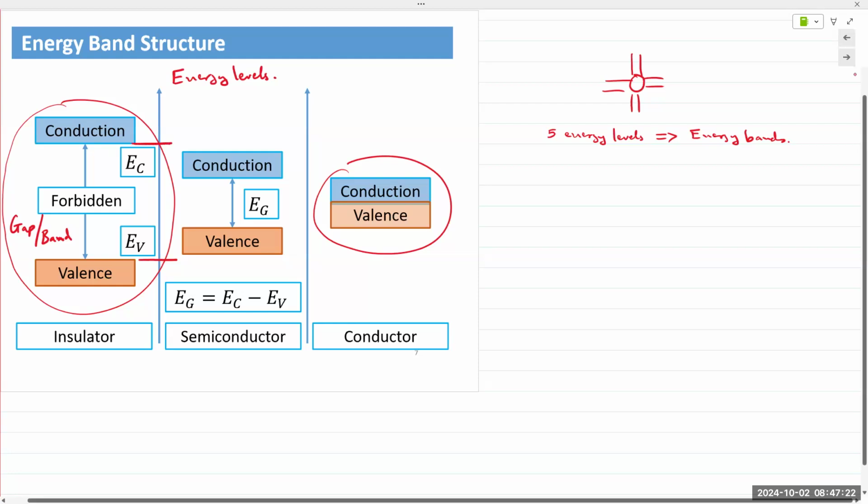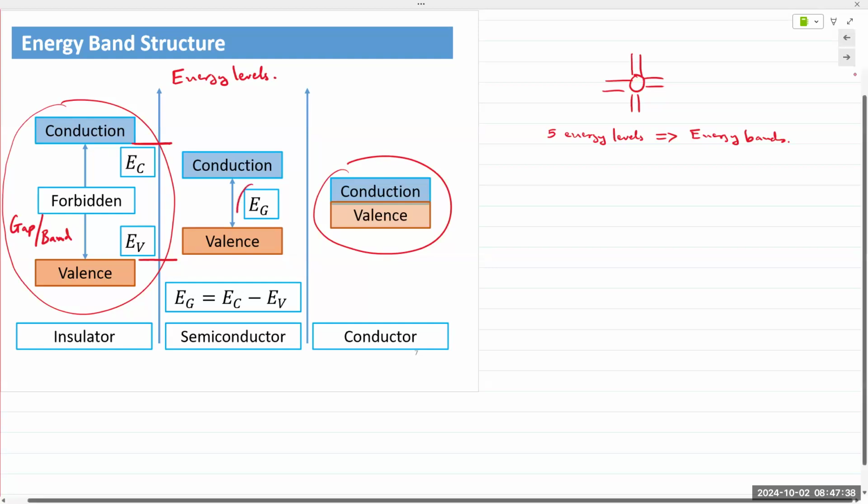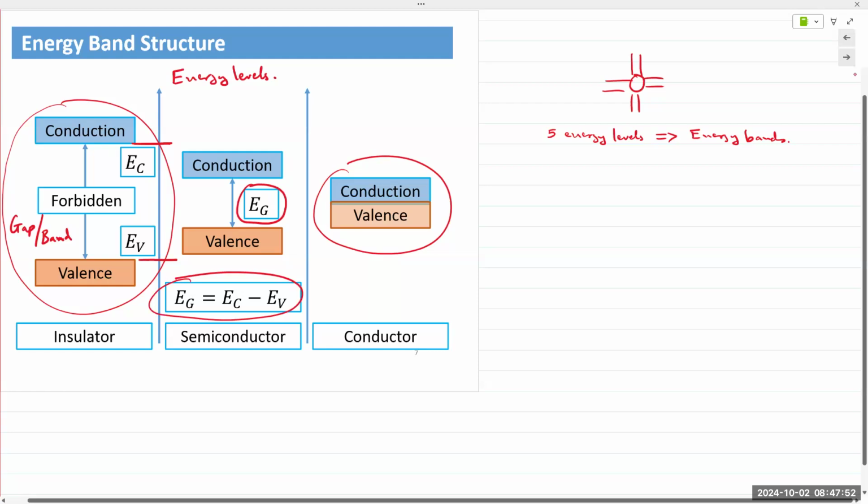Typically, we may have some electrons above the conduction band level, and most of the electrons will be below EV, the valence band energy level. The gap between the two is noted as EG, labeled as the band gap energy. EG, of course, is EC minus EV, the difference between the two.